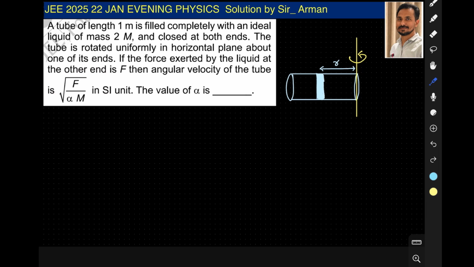See, this is a very easy question. हमें पता है कि अगर कोई ऑब्जेक्ट सर्कुलर मोशन कर रहा है, in that case the centripetal force is given by the equation mv²/r, and v is equal to ωr, so we can rewrite it as mω²r. So we can assume, right, this tube is made up of a large number of small points, right.